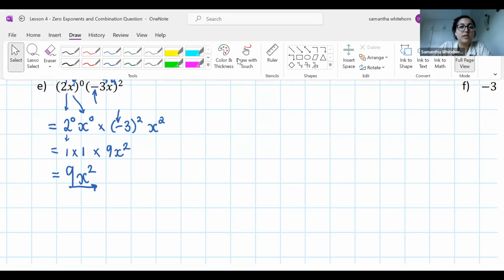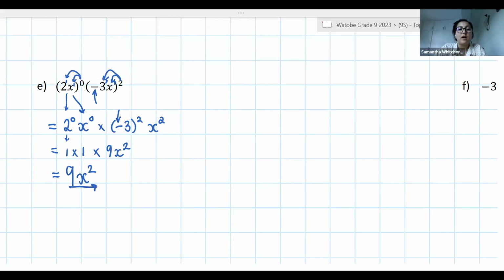Right, so what was really important in this one was the fact that we had 2 different types of brackets. We had a bracket that was to the power of 0, but we also had a bracket that was to the power of a non-zero exponent, which means that I should have some value somewhere, and I just need to be careful with my exponents.